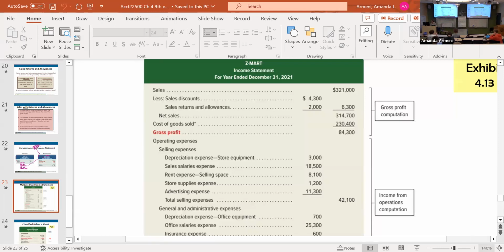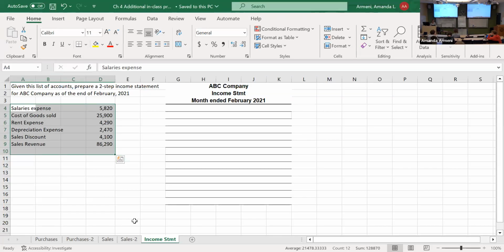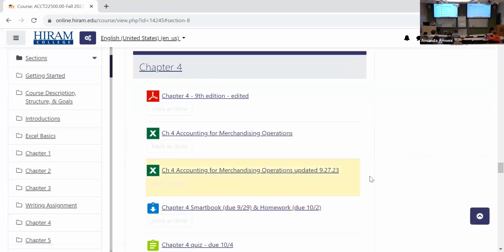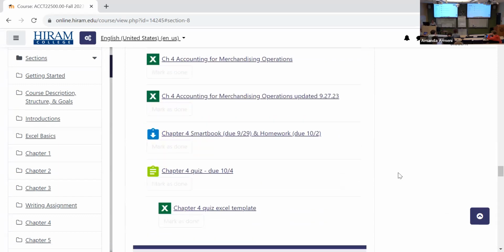So again, I'm not going to ask you to make an income statement that looks like this. I'm going to ask you to make an income statement that's very simple looking like this, okay? So if you go into Moodle in chapter 4, what we have been working on where we were making our entries for purchases and sales was this chapter 4 Excel spreadsheet.